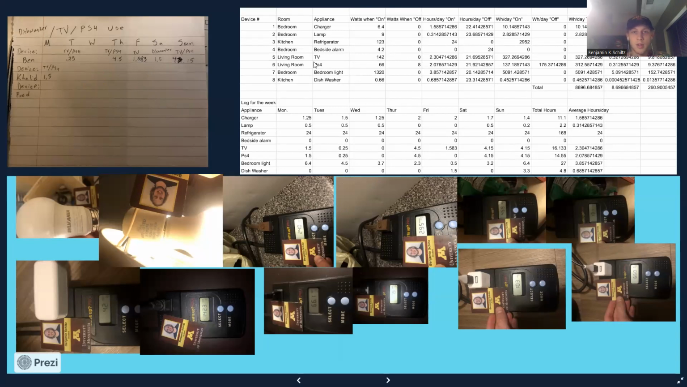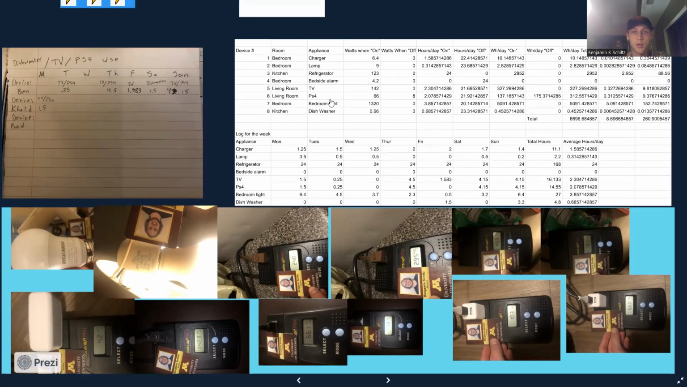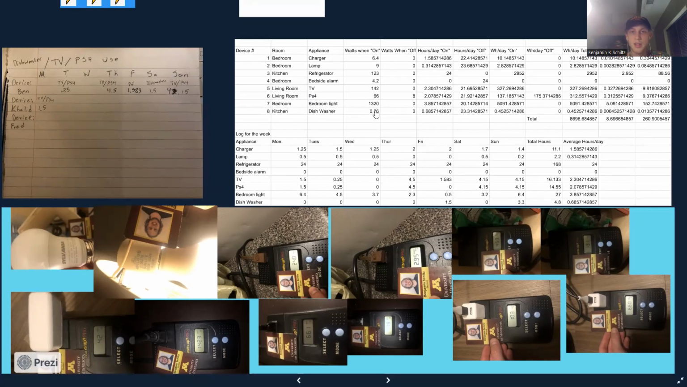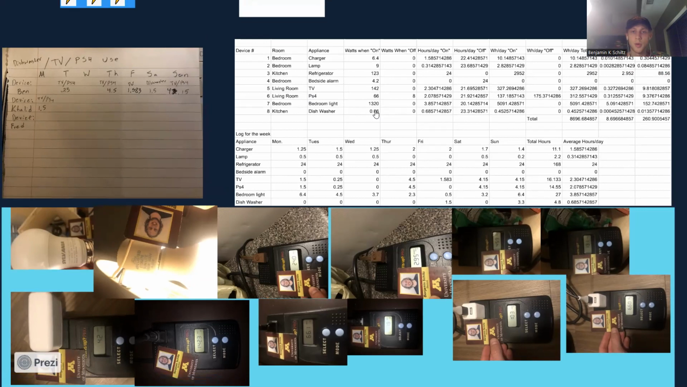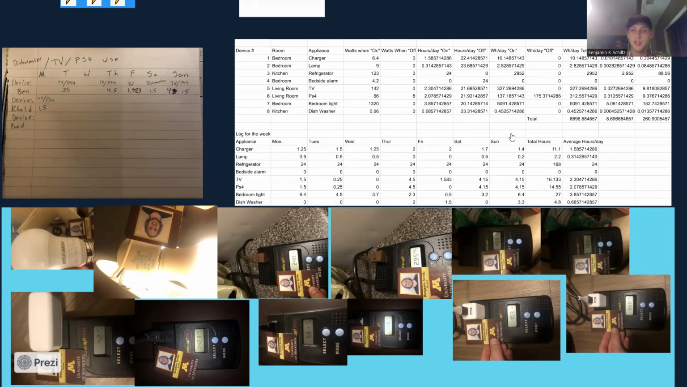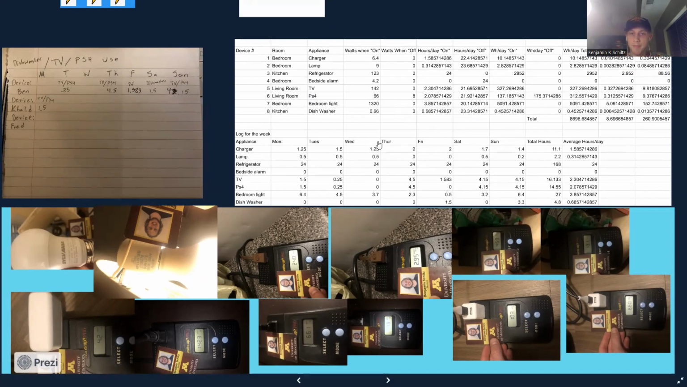The variable sources were the refrigerator, the charger, and the dishwasher, and then the constant ones were the TV, PS4, bedroom light, and the lamp. The lamp and the bedroom light had the wattage on the bulb, so that was easy to measure. And then I carried out the mathematics there.